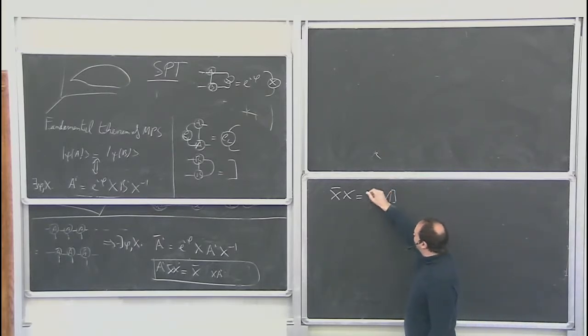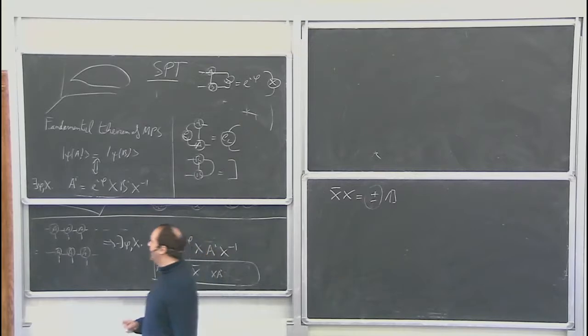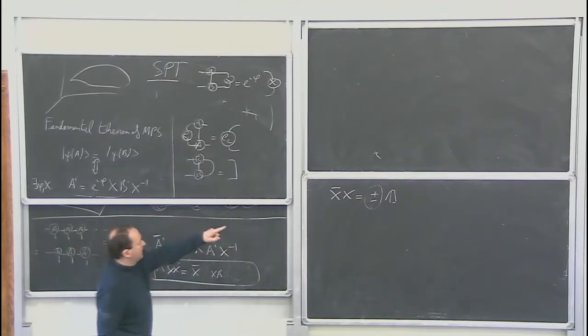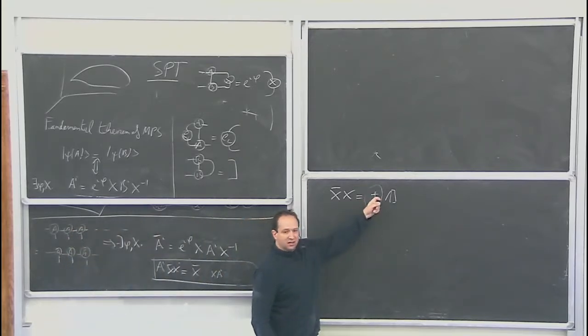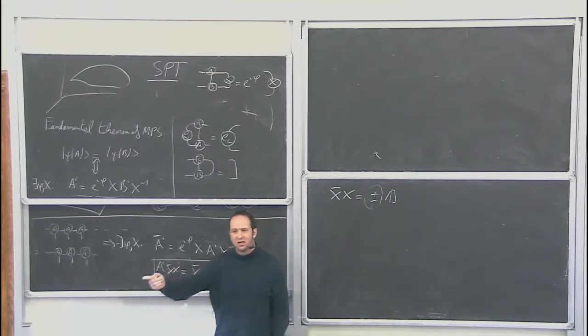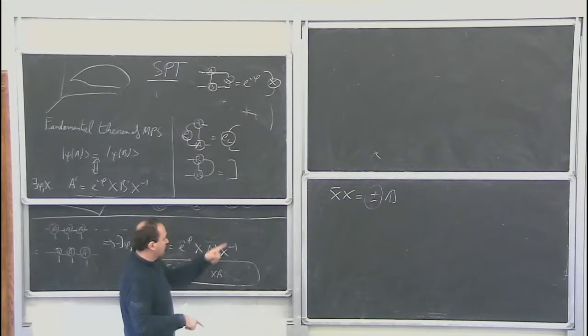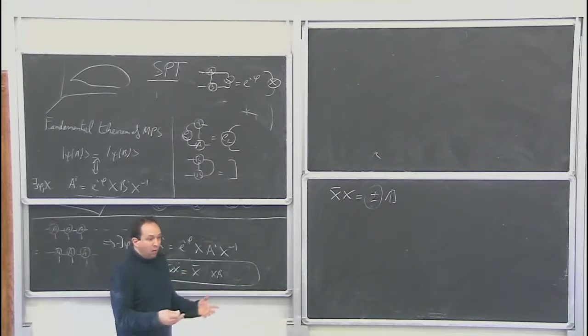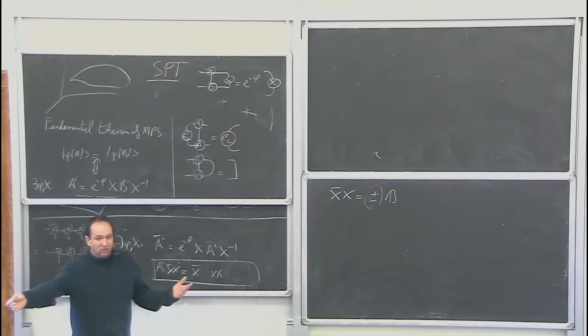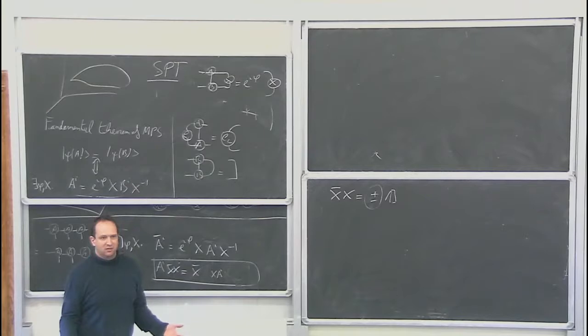Now we have an index that cannot be continuously deformed into another. If I give you two MPSs, and one MPS has the property that under time reversal this sign is plus 1, and another MPS has the property that under time reversal this sign is minus 1, obviously there will be no continuous path interpolating between them, because I have an index that cannot jump continuously from plus 1 to minus 1.